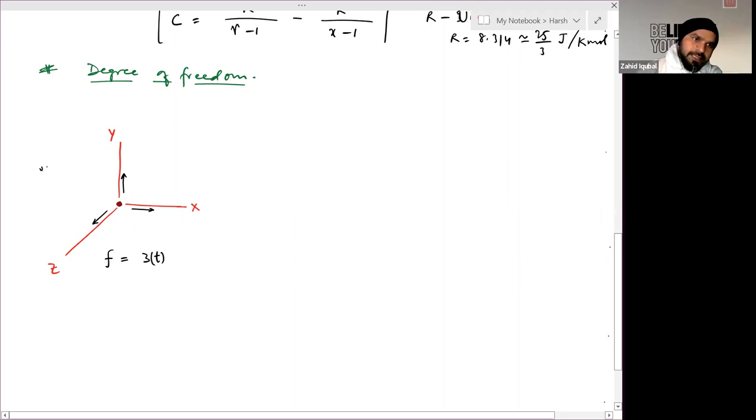So this is in the case of monatomic gases, just like helium, argon, neon, and so on. Suppose we have diatomic.